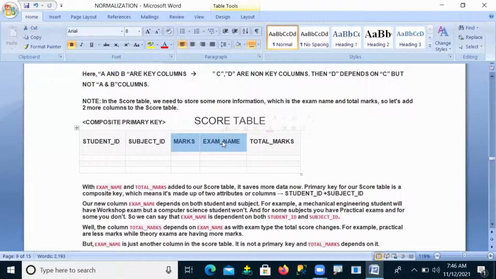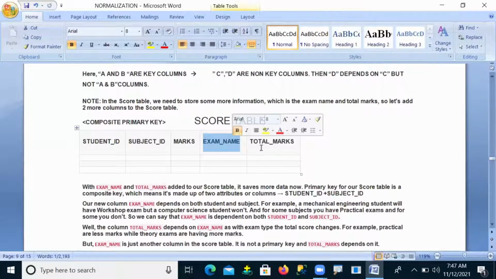If total marks depends on the marks column, then the marks column is also a non-primary key column. And if total marks depends on examination name, then examination name is also a non-primary key column. So this is what was happening, guys. If total marks depends on any one of these 2 columns, either the marks column or the examination name column, then we call it a transitive dependency.